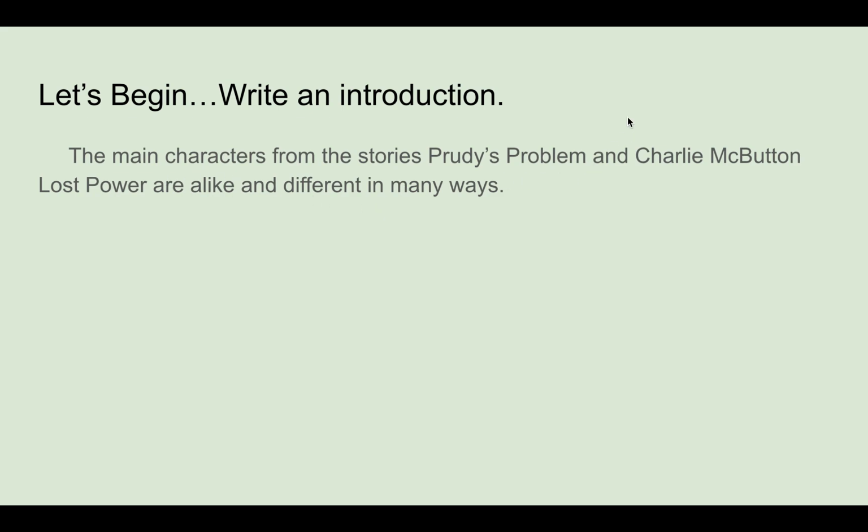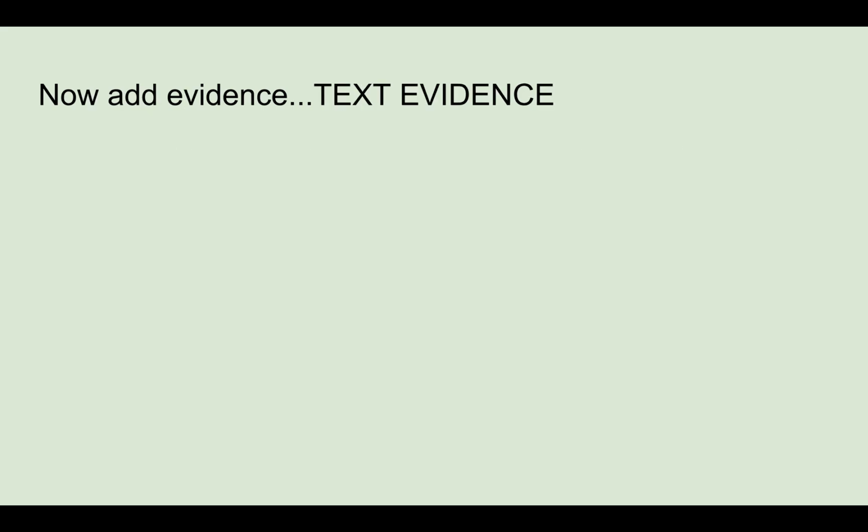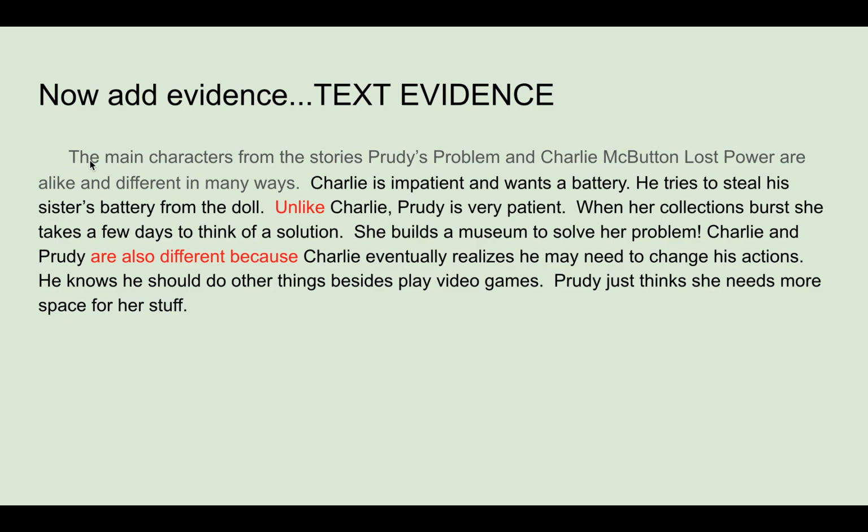All right, so let's begin with our details. Our lettuce, tomato, hamburger in our paragraph. I need to add text evidence now. So here I have the main characters from the story. Prudy's Problem and Charlie McButton Lost Power are alike and different in many ways. And now I need to add my details. And I'm going to add evidence. So my first sentence here with the details: Charlie is impatient and wants a battery. I got that right from my Venn diagram. So that's my opinion about Charlie, that he's impatient. There's my characterization word. And now I'm going to add text evidence. He tries to steal his sister's battery from the doll.